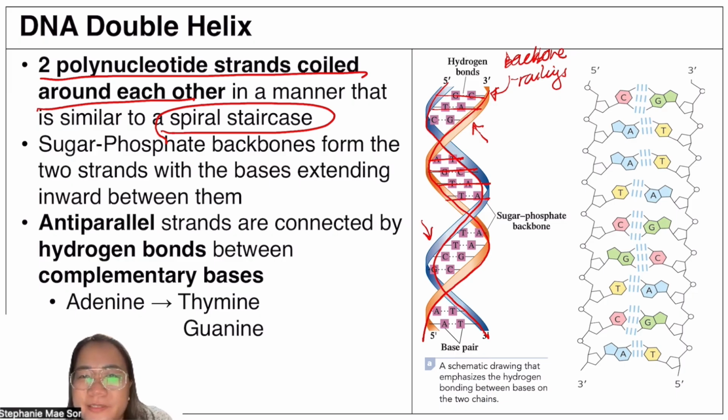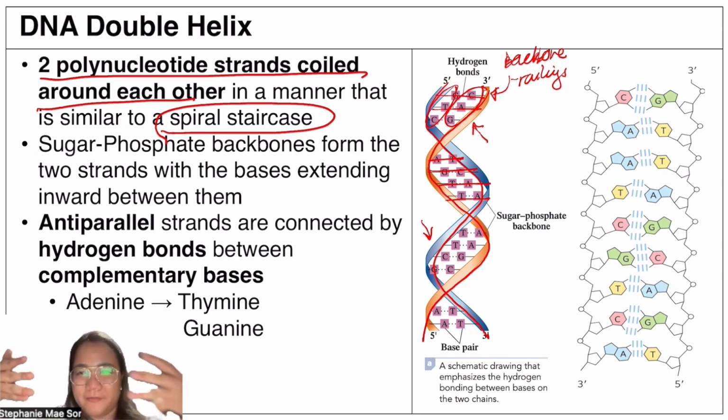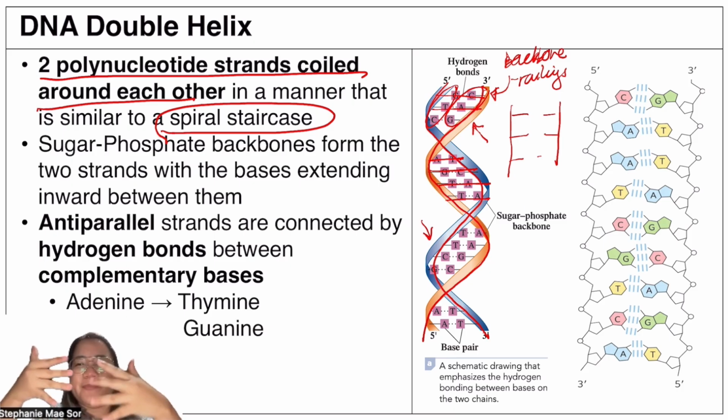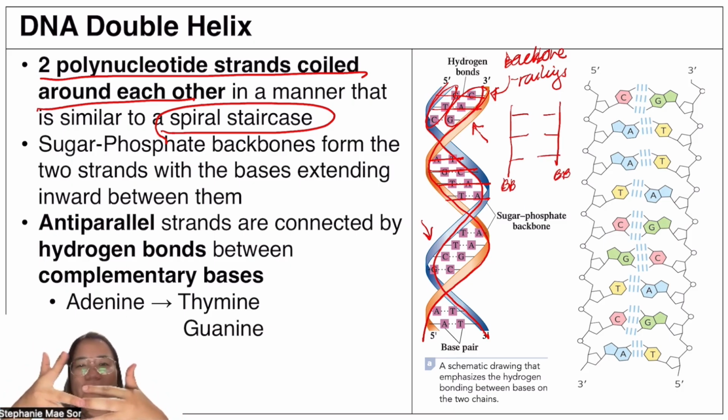So, dito sa backbone ito yung mga naka-extend na base. Then, on the other backbone, ito naman yung mga naka-extend na base. So, yung mga bases nila, magharap sila sa isa't isa. Okay? And then, imagine mo, this is the backbone here, and then the bases are in between. So, for example, this is guanine, this is cytosine, this is adenine, this is thymine. So, magkaharap sila. Tapat-tapat. Okay?